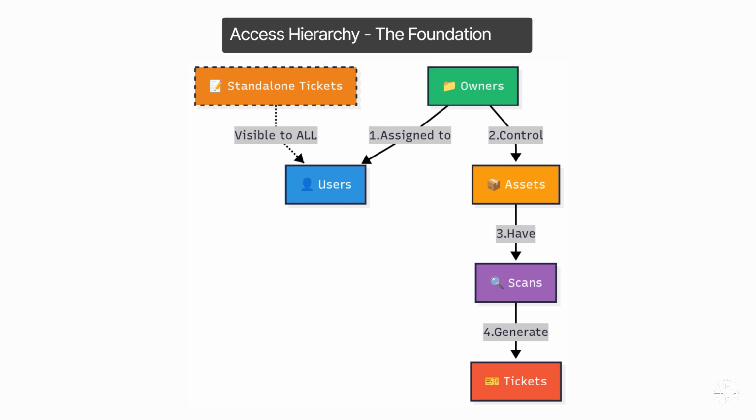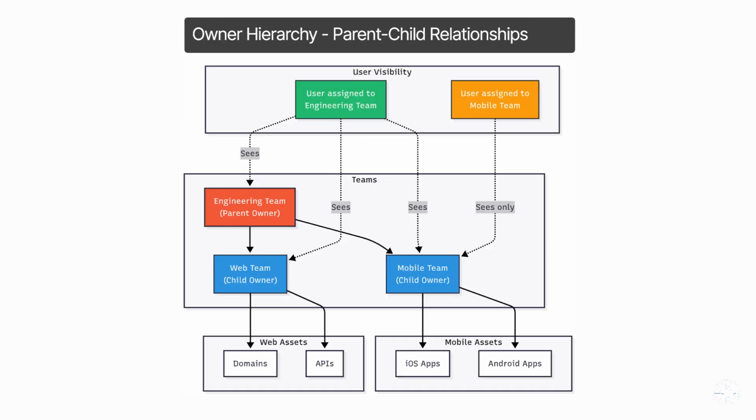There's one important exception to this hierarchy. Standalone tickets, which are created manually without any scan association, remain visible to all users organization-wide regardless of their owner assignments. This design ensures that critical announcements and manual findings reach everyone who needs to see them. This hierarchical structure creates automatic, cascading access that perfectly mirrors real security workflows, eliminating the need for manual permission management at each level.